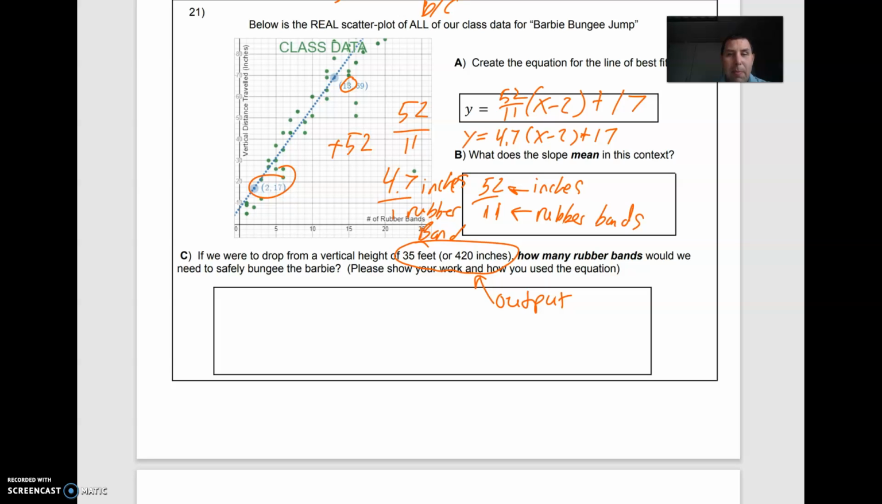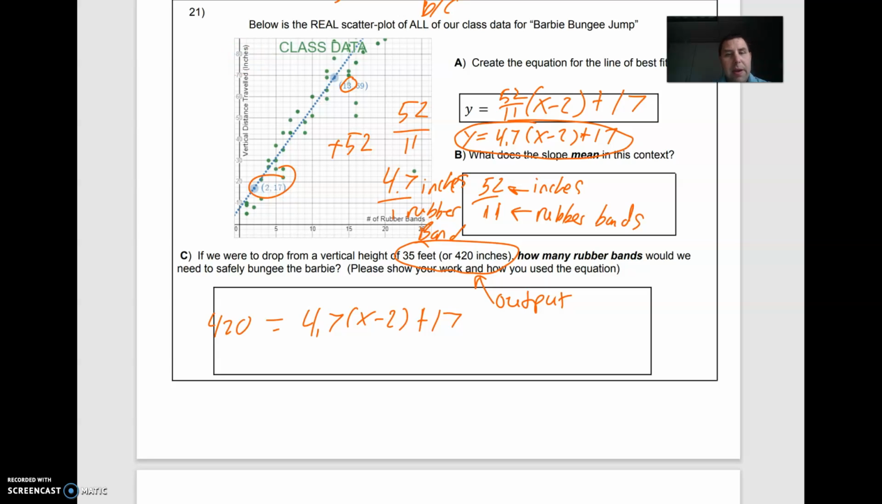So remember, your output is the y value. It's the vertical distance traveled. So I'm going to use this second equation right here just because it's a little simpler with a decimal. And what I'm going to do is solve for when this equals 420, because I'm trying to figure out how many rubber bands, the x value. How many rubber bands do I need to get 420 inches? Remember, I'm using inches because this is reported in inches.